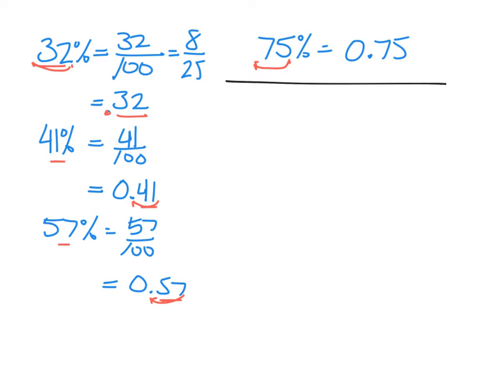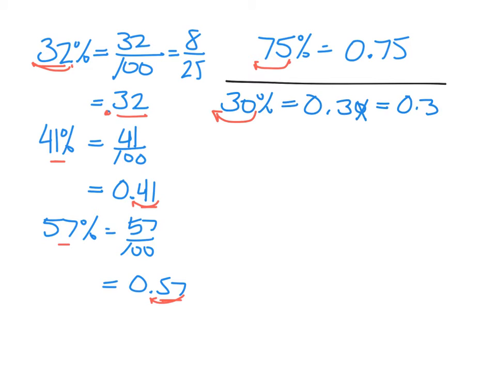Now be careful for a couple of special cases. First of all, if we have any percentages that have zeros in them, like 30%, we're still going to take the decimal and move it 2 places to the left. So as a decimal, this will be 0.30. But when we write this decimal, we wouldn't include this last 0. We just call it 0.3.